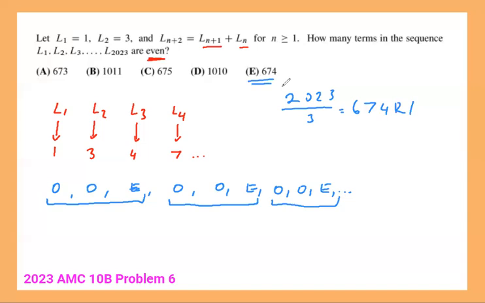Whenever you have a question like this, especially when the choices are off by 1, you have to be careful. This was, I guess, one of those challenging ones. Okay, so that was number 6. Let's take a look at the next one.